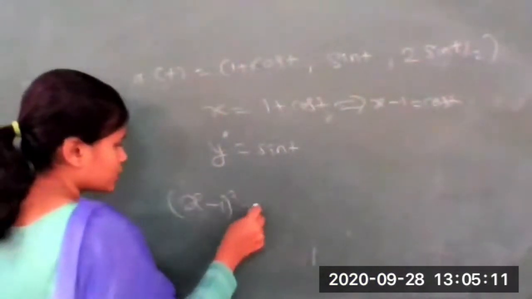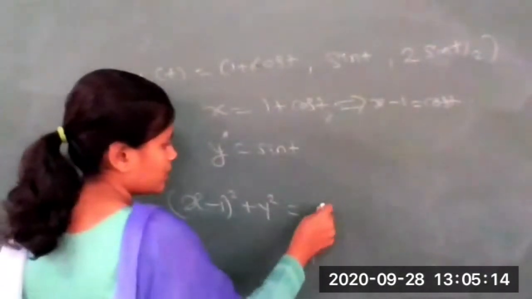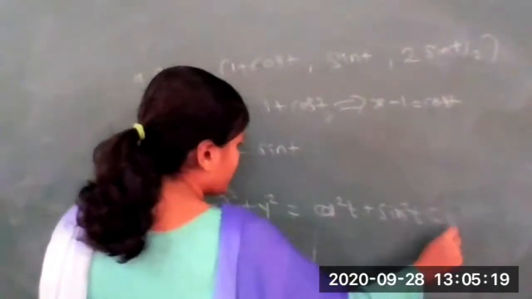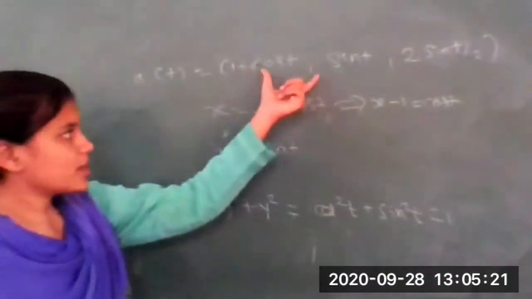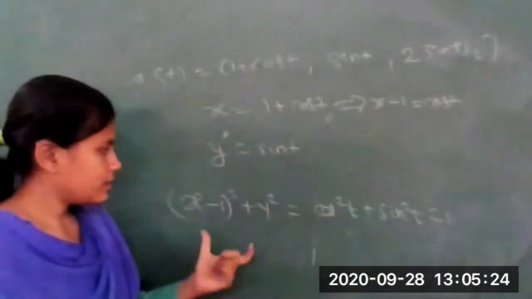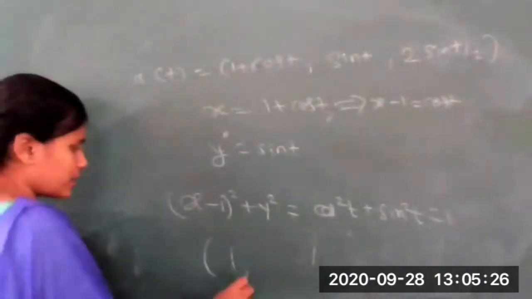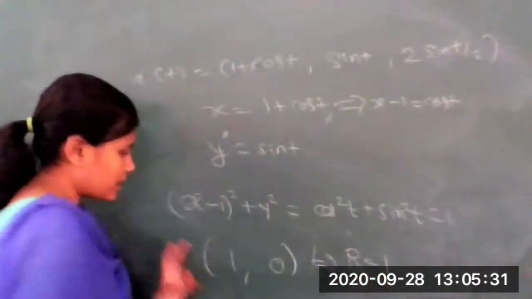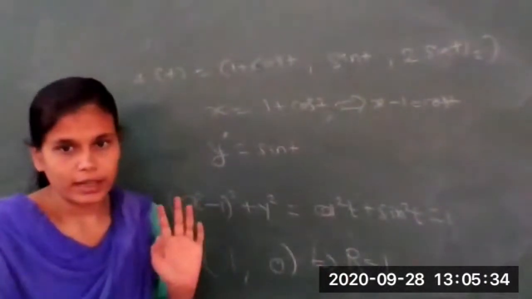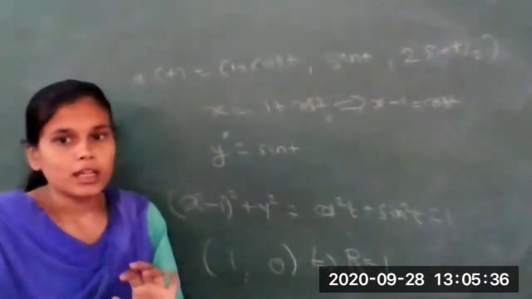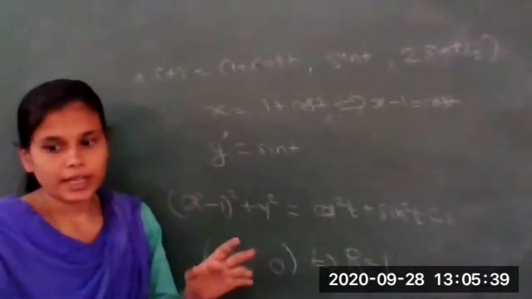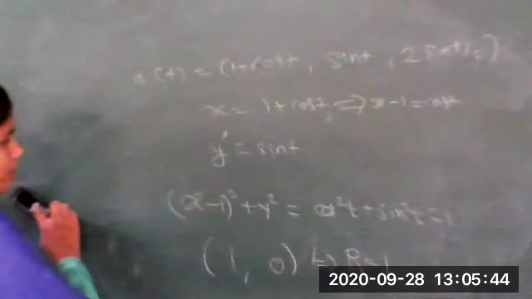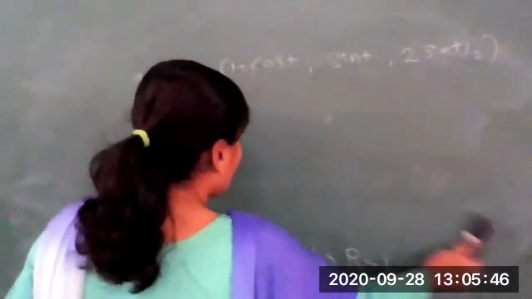So, what will the equation be? (x minus 1) square plus y square will be cos square plus sin square, which is equal to 1. Okay. So, if you look at the first two coordinates, it is the equation of a circle with center at (1, 0) and radius 1, if you see only the first two coordinates. Now, if I imagine the third one, 2 sin t by 2, what should the image of this be? How are you going to draw this?